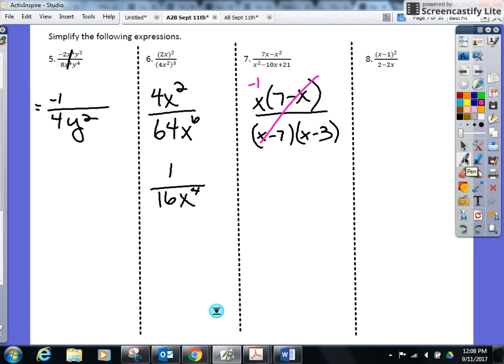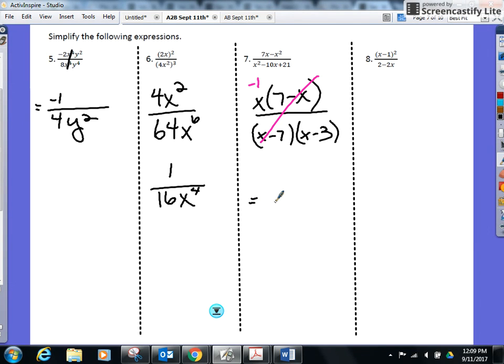Anything else you want to cross out? If you tell me those x's, get out of here. No chance. All right, what's left on top? I got an x times -1. It's like pulling teeth in here.